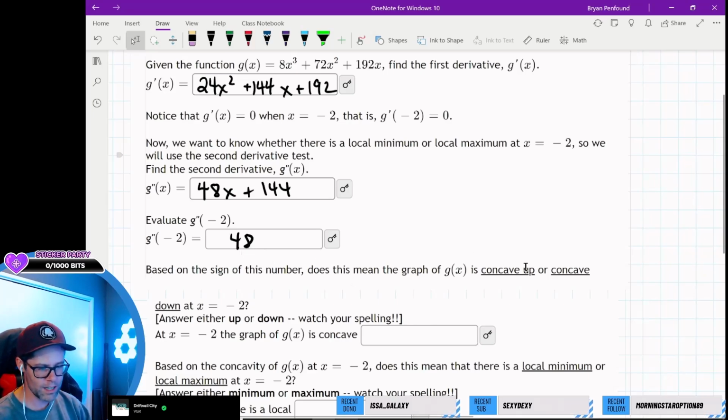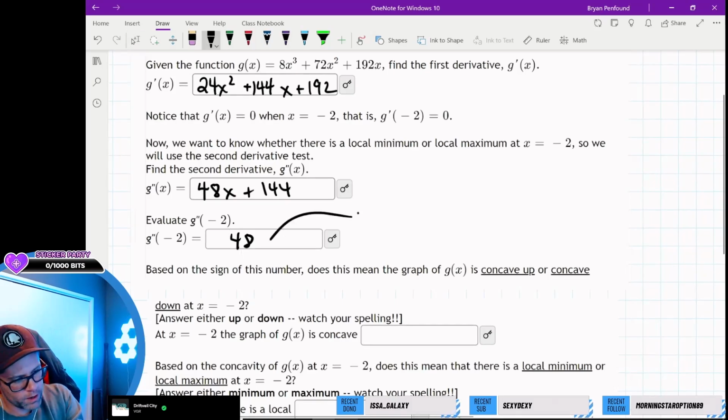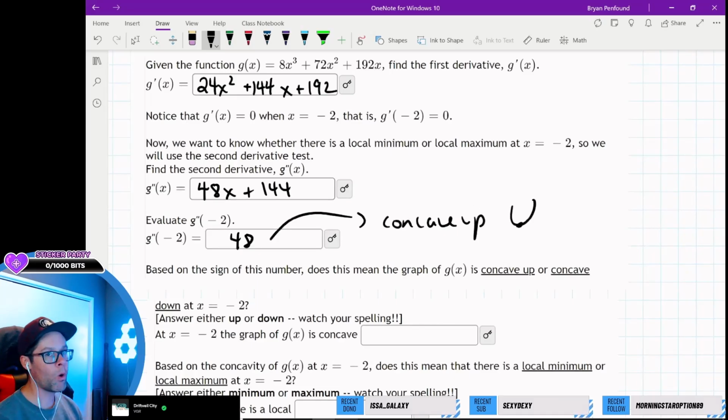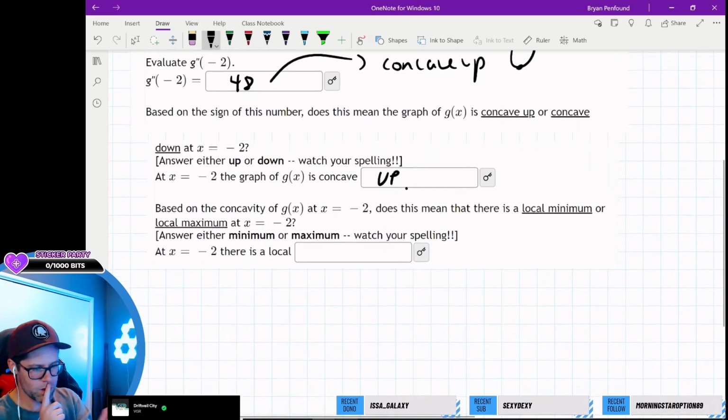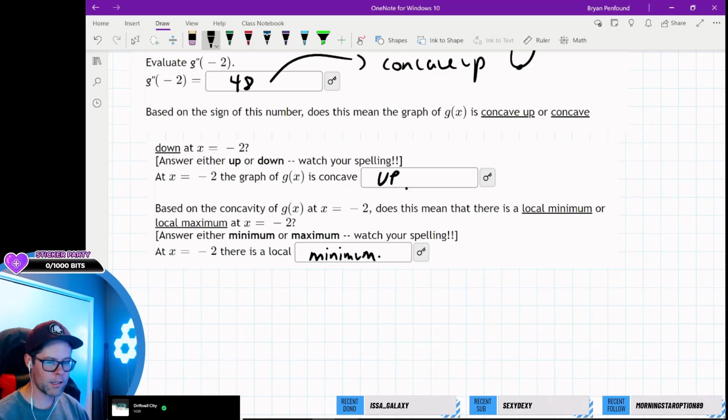Based on the sign of this number, this means concave up, right? So we're basically looking at a point where we have a minimum. You can look at the graph, it is concave up. Does this mean there's a local minimum or local max? There's got to be a local minimum at -2, because that's going to be our lowest point in that particular neighborhood.